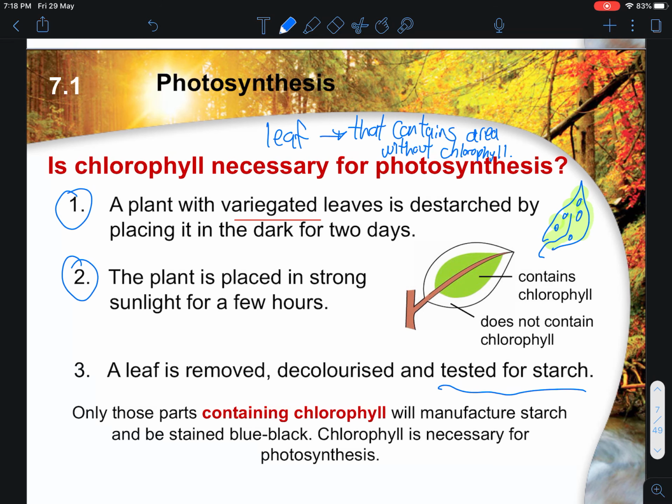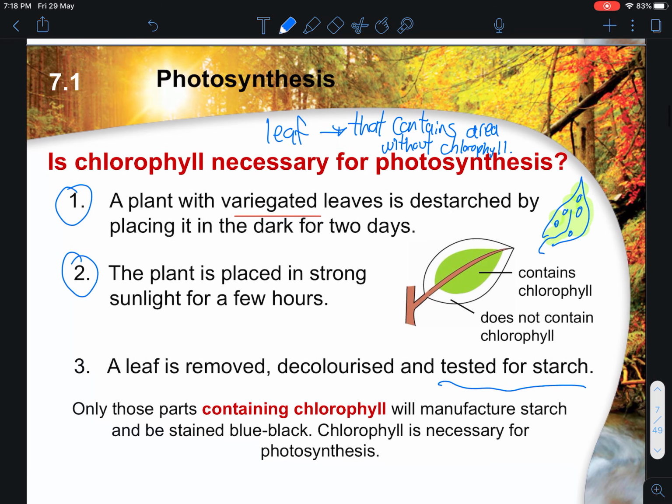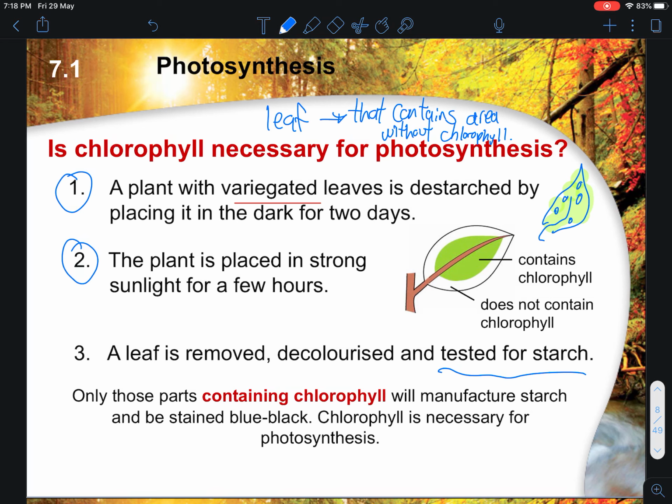So what will happen is, if you can see this particular image here, you will see that the area that is green in color contains chlorophyll, and this area will turn blue-black. Why will it turn blue-black? Because starch is present. And if starch is present, photosynthesis has occurred.